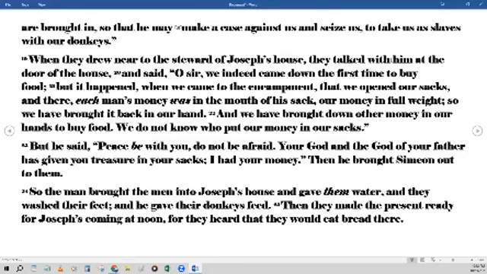But he said, peace be with you. Do not be afraid. Your God and the God of your father has given you treasure in your sacks. I had your money. Then he brought Simeon out to them. So the man brought the men into Joseph's house and gave them water, and they washed their feet, and he gave them their donkeys' feed. Then they made the present ready for Joseph's coming at noon, for they heard that they would eat bread there.